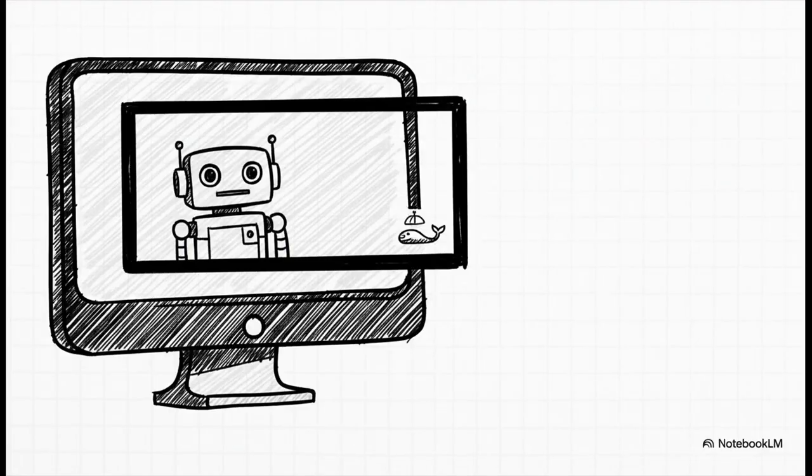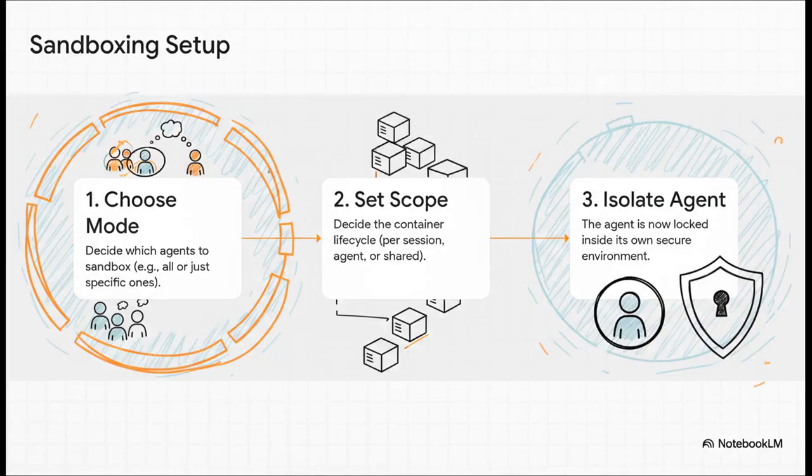But the real gold standard for security is a technique called sandboxing. This basically involves using tech like Docker to run your agent inside a completely isolated digital container. You're effectively building a secure, padded room between it and your main computer. And setting it up is actually a pretty straightforward process. You just choose which agents you want to sandbox, decide if they each get their own private container, and then you activate it. Just like that, the agent is locked in its own secure environment.